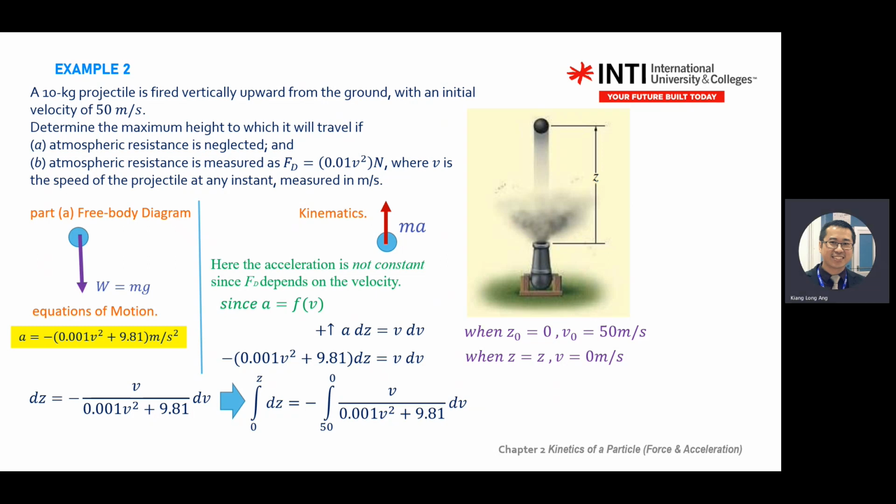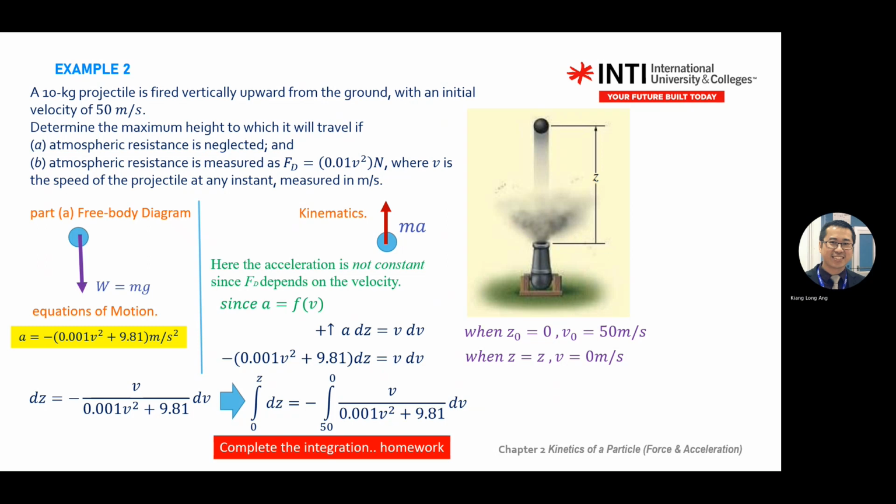Normally, in the previous tutorial questions, you always start from rest, but this one you start with 50 and go to 0. Right? So you do the derivation, it's your homework. You do the derivation, and you get z equals 1.4.